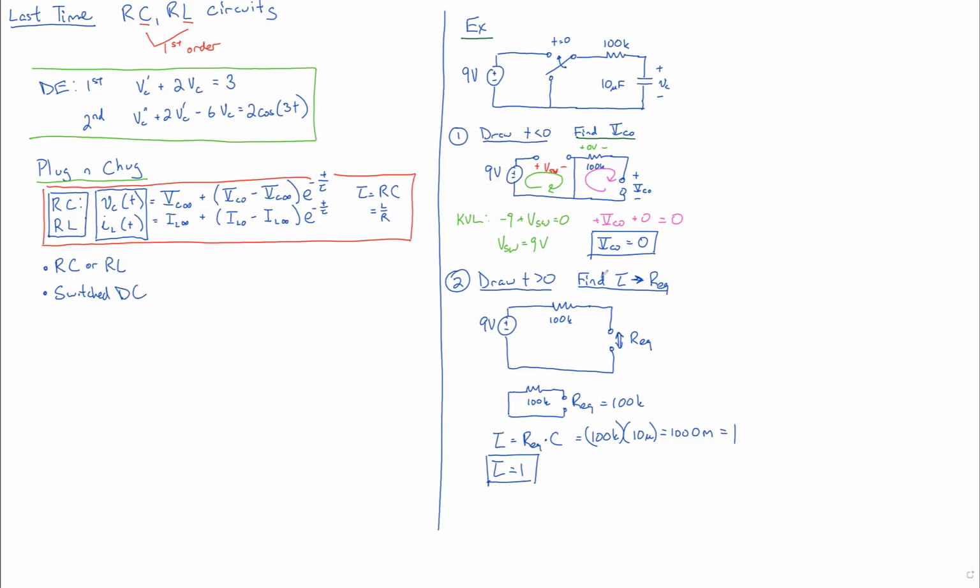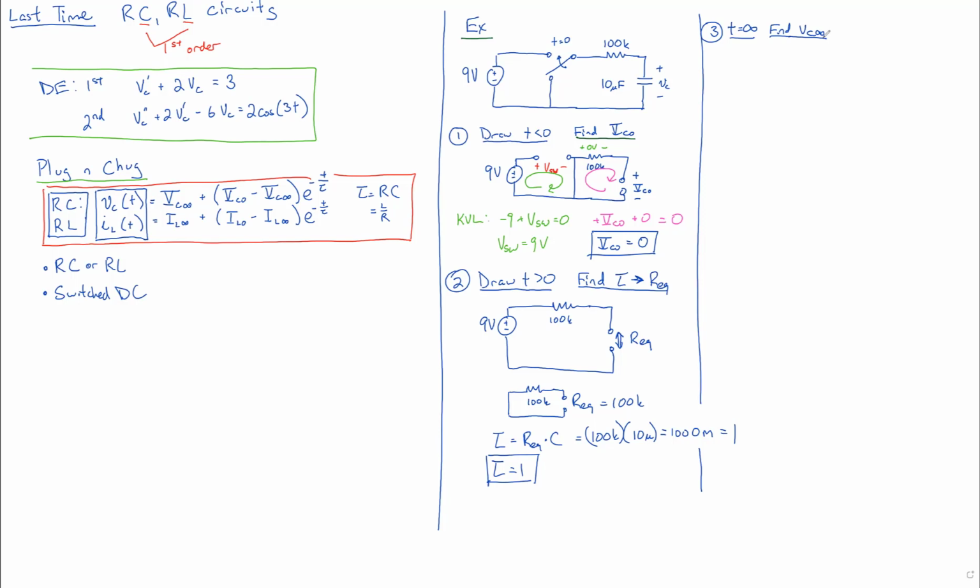Now we found our VC naught, our time constant tau. We only need to find one thing left, which is VC when t is equal to infinity. That's it. t equals infinity to find our VC of infinity. So that's our third step: redraw for time equals infinity. And our goal here is to find VC of infinity.